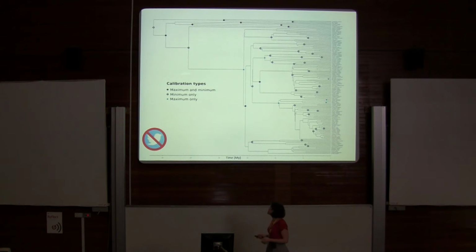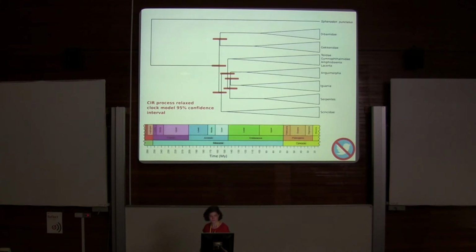So here you can see a quick overview of my calibration points. What was quite important for us is to have them nicely spread out. But what you might also notice is there's a lot of minimum-only calibrations, and that's because maximum calibrations are really difficult to get. You usually have to do them based on absence of evidence rather than evidence of absence, so they can be a bit contentious. But for PAML, you need both minima and maxima, so I just approximated very loose maxima.